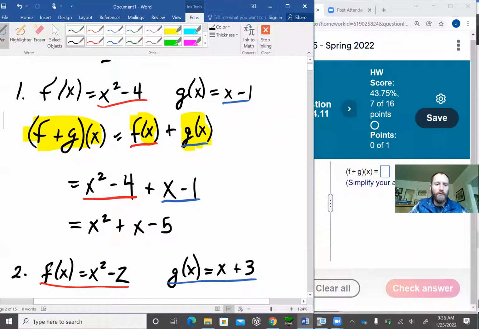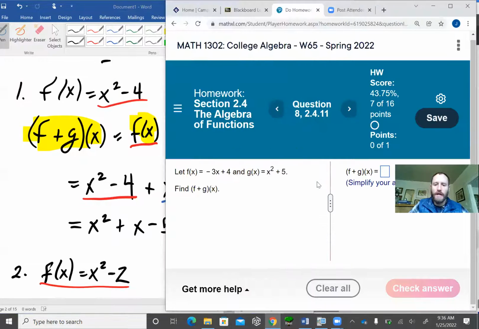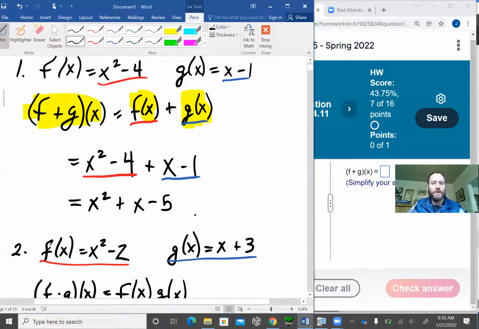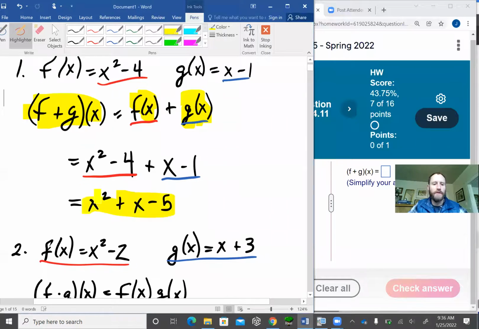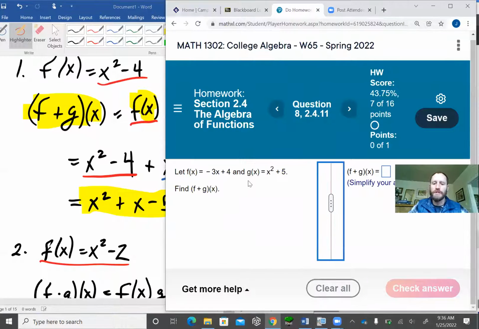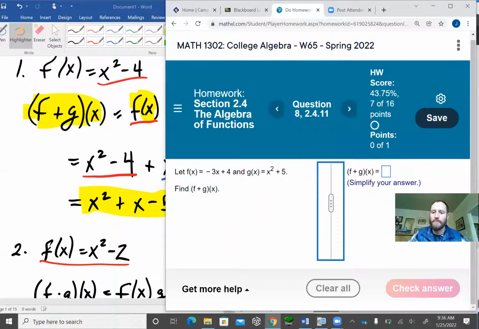Okay, so you have a formula for f and a formula for g, and what you're finding is f plus g of x. So just like in number 1, your answer on number 8 will be a formula like this. Really the only difference is it's not multiple choice. So you're going to have to write the answer in there, collecting like terms. It's going to be x squared minus 3x, and then you're going to add 4 and 5 together. So it's going to be x squared minus 3x plus 9. Okay, so that'll be that on 8.